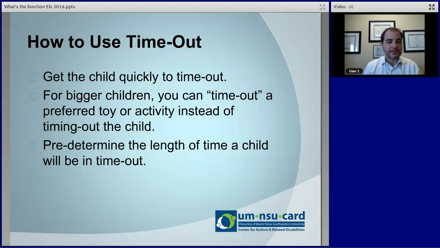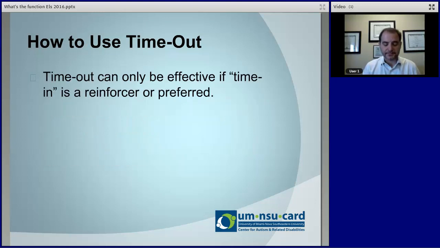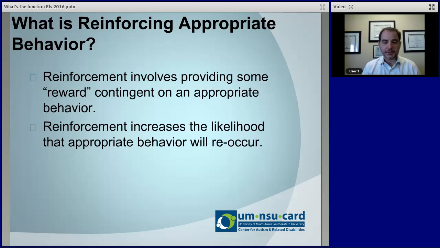What you want to do is show the child that you can be in this great activity as long as you're appropriate. If you're inappropriate, you have to step out of this activity. And then you get to come back and try again. And again, to reiterate this point, timeout can only be effective if the time in is in fact a reinforcer or preferred.